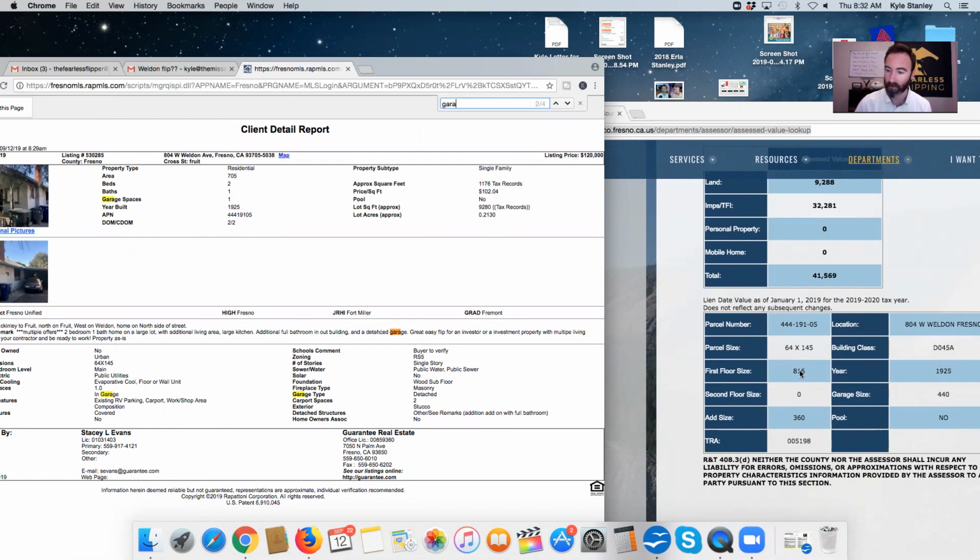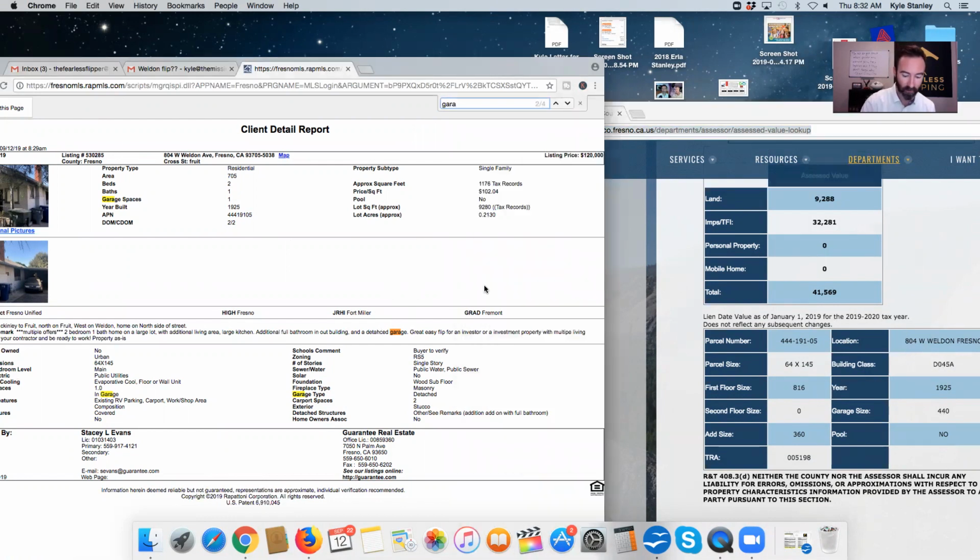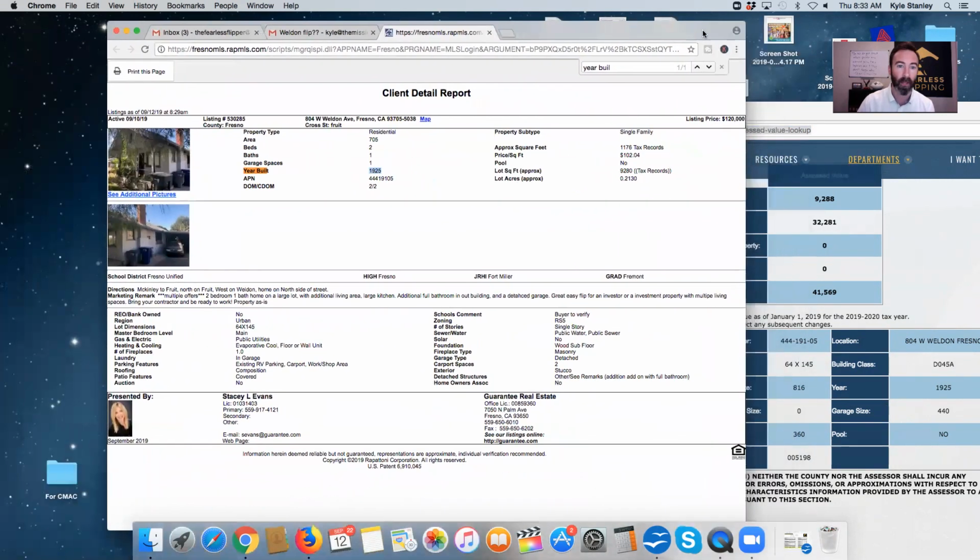This thing was built in, according to this, 1925. Let's make sure that this also says that. So year built 1925. There you go, right there. So everything matches up. And usually when you're on the MLS, that's what's going to happen.